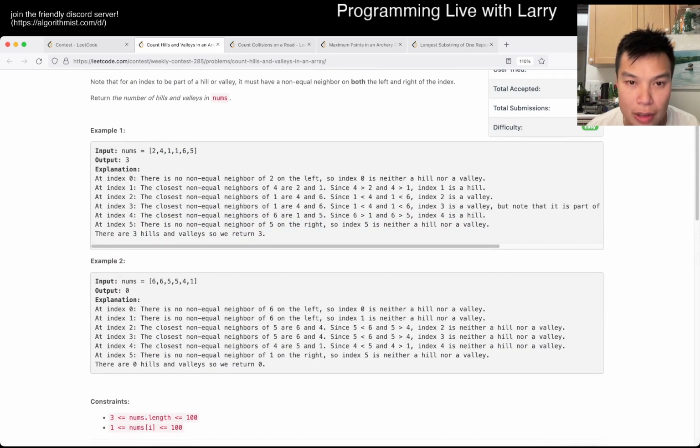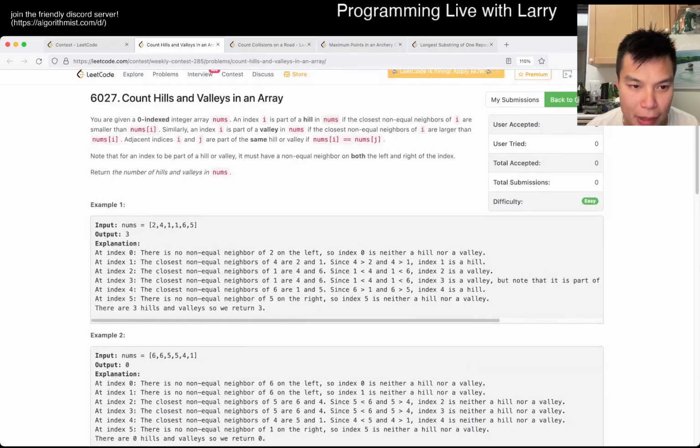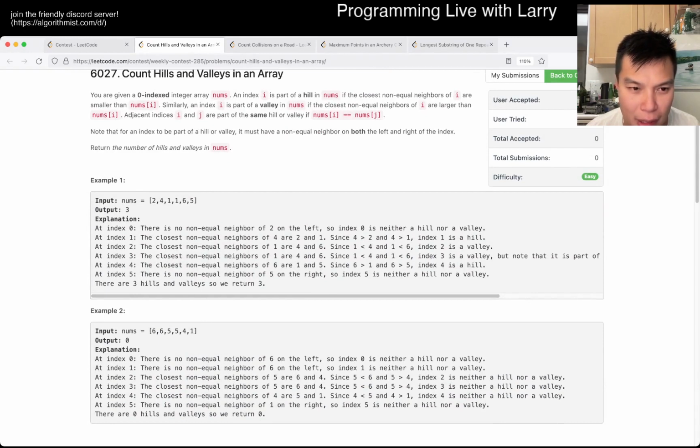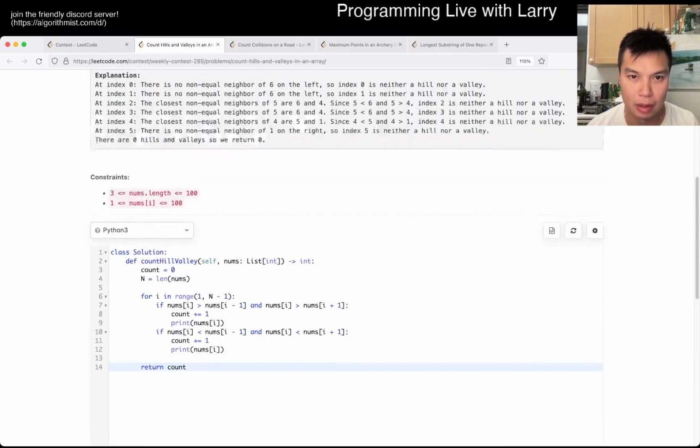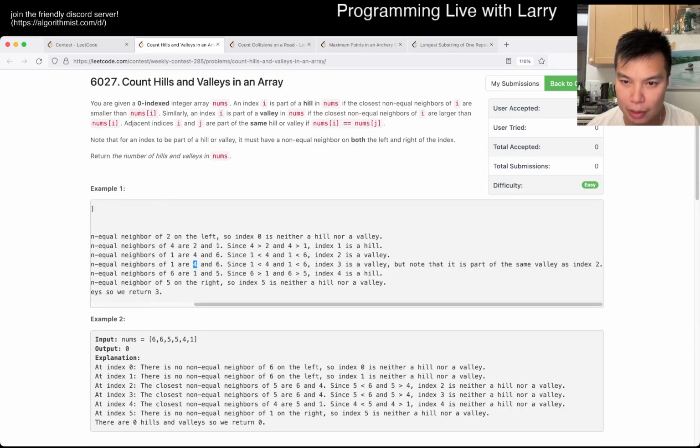Oh, the closest non-equal neighbors. I think I misunderstood this one. Okay. Well, mistakes were made. Okay, this is not that bad. Luckily, at least I don't get a 5-minute penalty. But 1 is 4 and 6 because, okay. But note that it is part of the same indexes as 2.